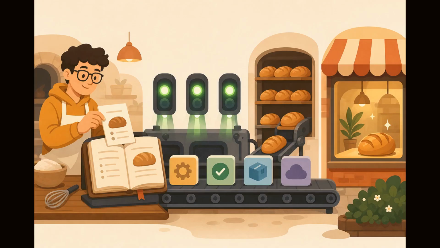A pipeline in this bakery is the full path a batch takes: mix, rise, bake, inspect, pack, deliver. In software, a pipeline runs the steps that turn code into something users can run: compiling code, running tests, packaging the result, and sending it to the production environment. Each step is automated and happens the same way every time.